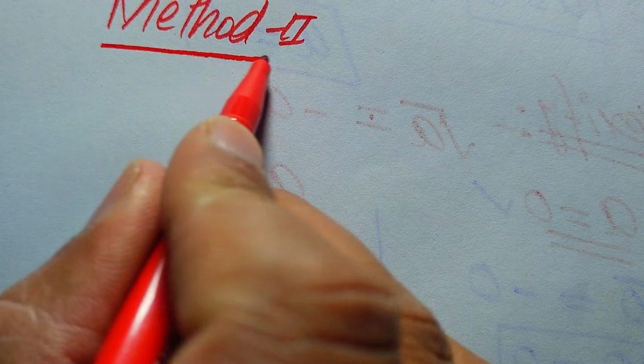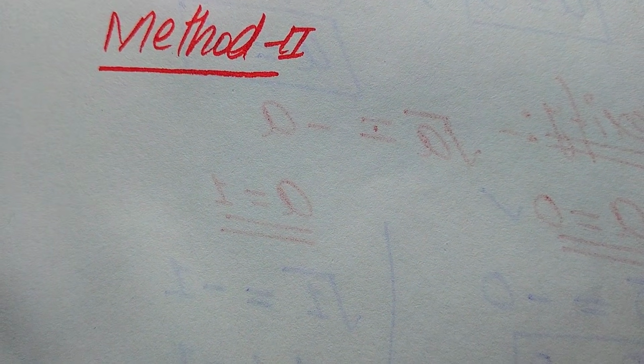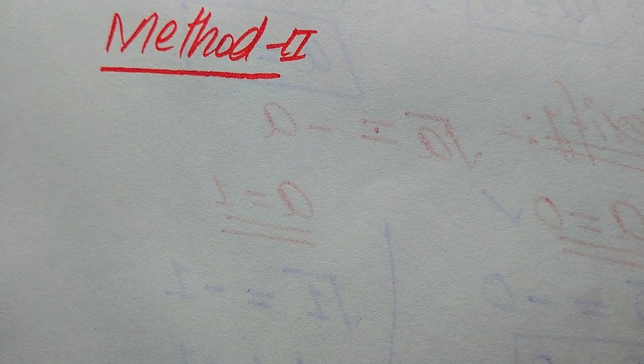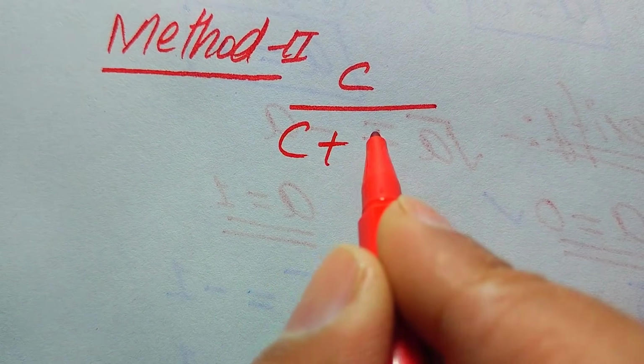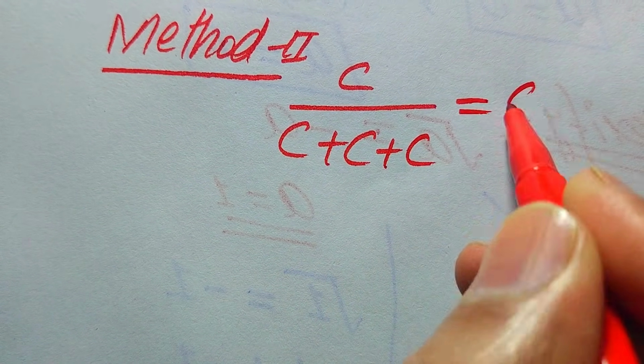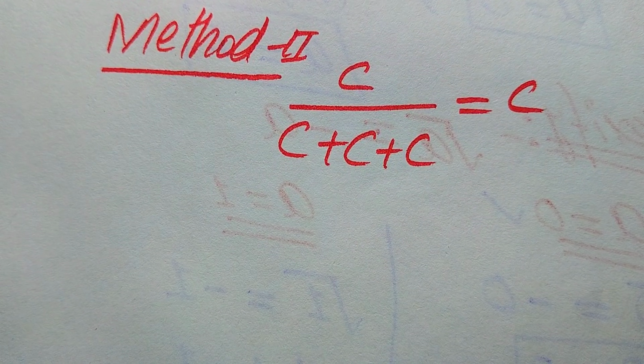And now we again solve this problem with the second method. For the second method, we need to copy down the given question statement here. So our given question statement is c divided by c plus c plus c equals c. This is our given question statement.